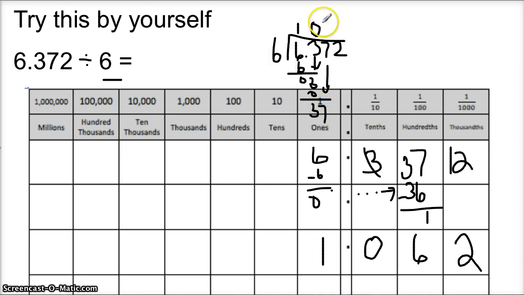How many times does 6 go into 37? 6 times. And 6 times 6 equals 36. That one might run out of room. 37 minus 36 is 1. Bring down that 2. This is why I like to draw those arrows, so I make sure I'm getting all of them. 6 goes into 12 2 times. 2 times 6 is 12. And when I subtract, I'm left with nothing. So, bring up my decimal, 1.062 is the same as 1 and 62 thousandths.